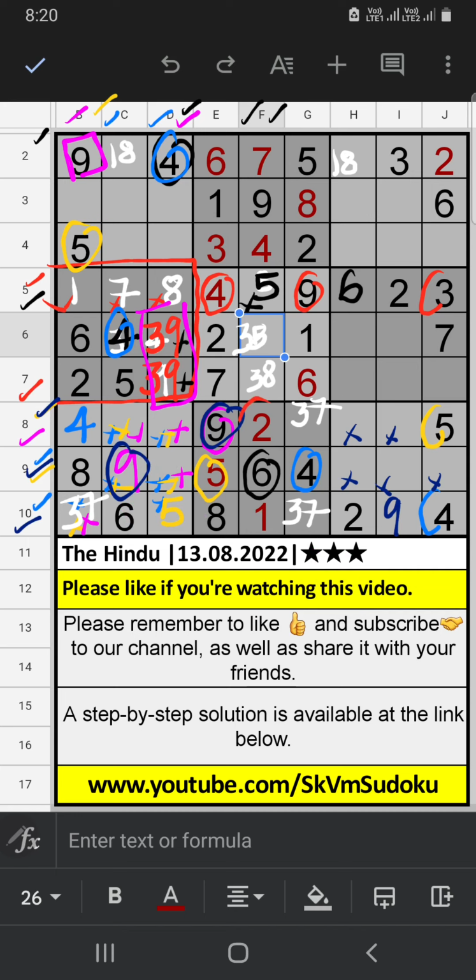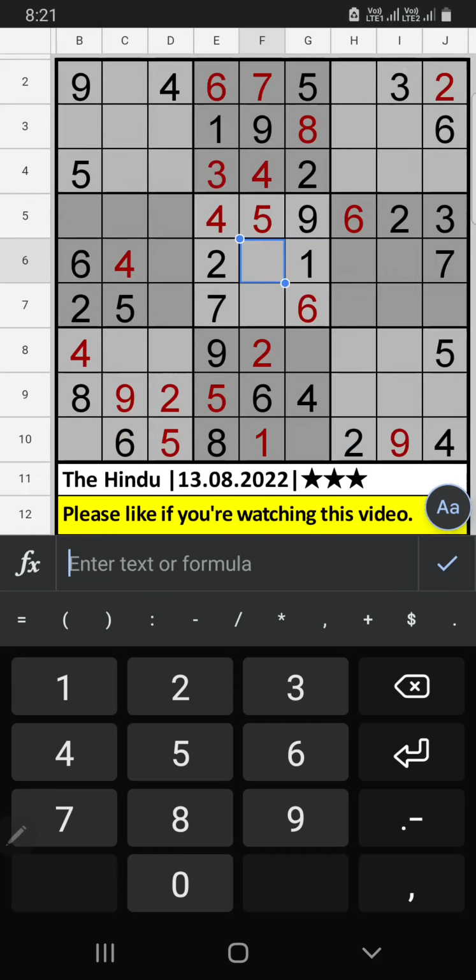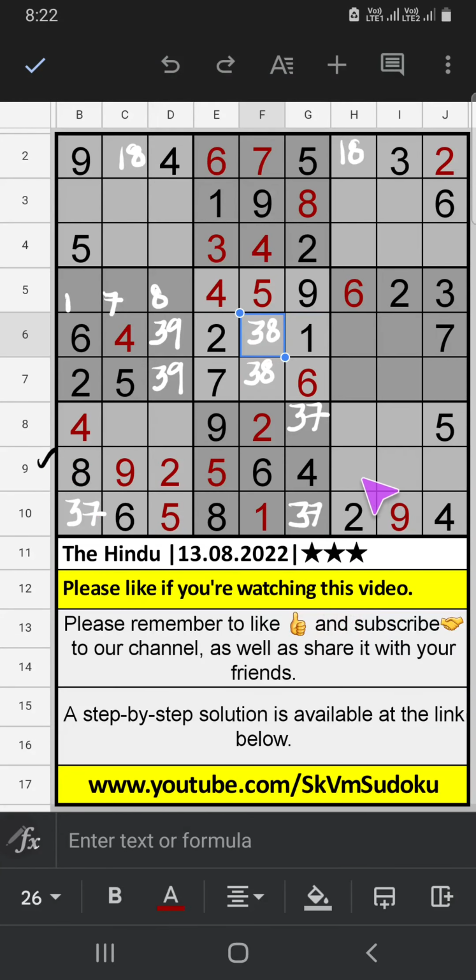8th row, we have 2, so 2 can't come in these cells, then 2 is confirmed here. Ninth row, 3 numbers are remaining, 1, 3, 7. Column J, we have 3 and 7, so 3 and 7 can't come in this cell. It will come in another 2 cells. Column I, we already have 3, so 3 can't come in the cell, 3 is confirmed here. Then 7 is here. Then only 1 number is remaining, 1 is confirmed here.